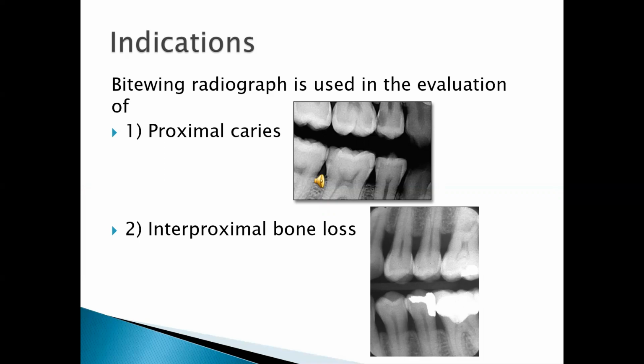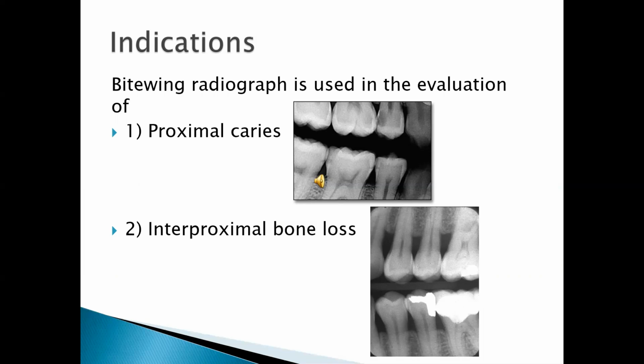And can you find another 2 small blackish areas in the mandibular, second premolar medial side and molar, second premolar distal side and molar medial side? So these are the indications. Proximal caries, initial one, a very good tool to detect initial caries.